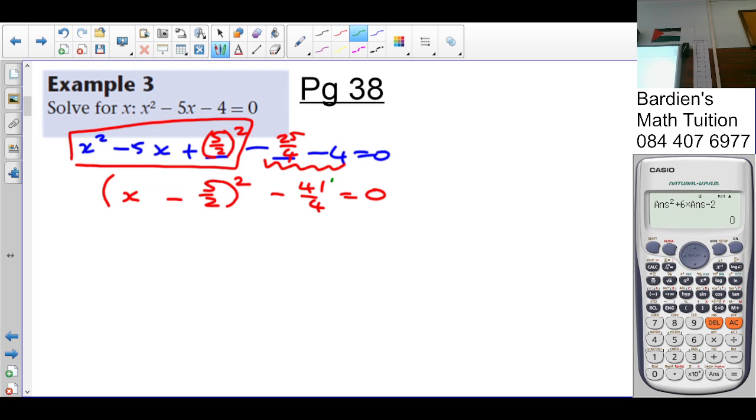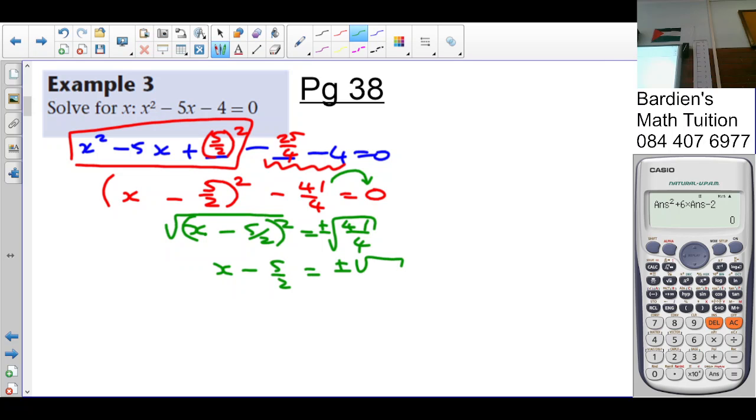Okay, so we take that over, and it becomes x minus 5 over 2 squared equals 41 over 4. Now what do we do? Square root. If we introduce the square root, what mustn't we forget? Plus minus. This will be x minus 5 over 2 equals plus minus the square root of 41 over 2. We can already see that the square root of 41 is irrational. The square root of 4 is 2. So x is equal to 5 plus minus the square root of 41, all over 2, because the denominators are the same.